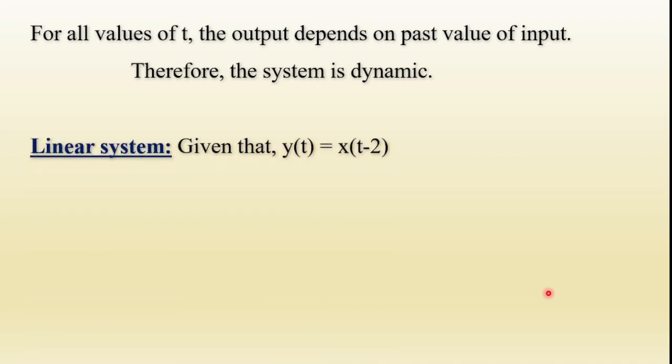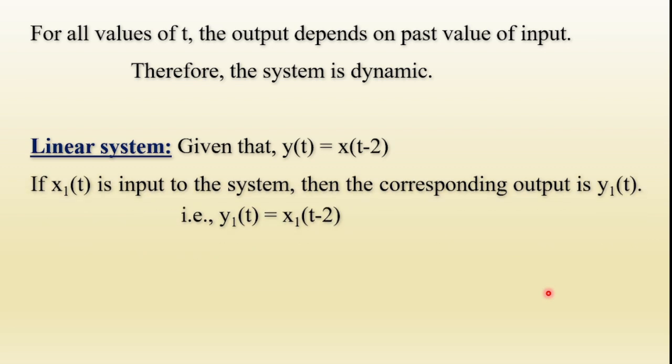Next check whether it is a linear or non-linear system. And what is the given system? y of t is equal to x of t minus 2. And what is the statement of the linearity property? If the weighted sum of the input signals gives the corresponding weighted sum of the output signals, that is, transformation of a x1 of t plus b x2 of t is equal to a y1 of t plus b y2 of t, if that condition is satisfied, then the given system is said to be linear system. Otherwise, it is said to be non-linear system. This is the statement of the linearity property.